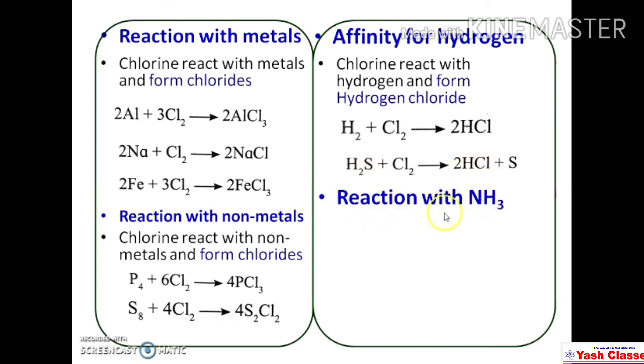Then reaction with ammonia. Chlorine also reacts with ammonia. For example, when excess ammonia is mixed with chlorine gas, there is a formation of solid ammonium chloride. Actually ammonia is a gas, chlorine is also a gas, and ammonium chloride is a solid. So there are white fumes of ammonium chloride. Simultaneously there is an evolution of nitrogen gas.